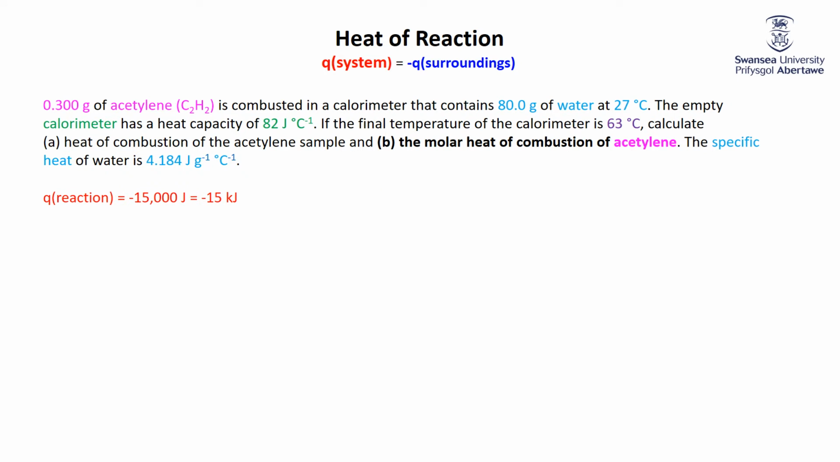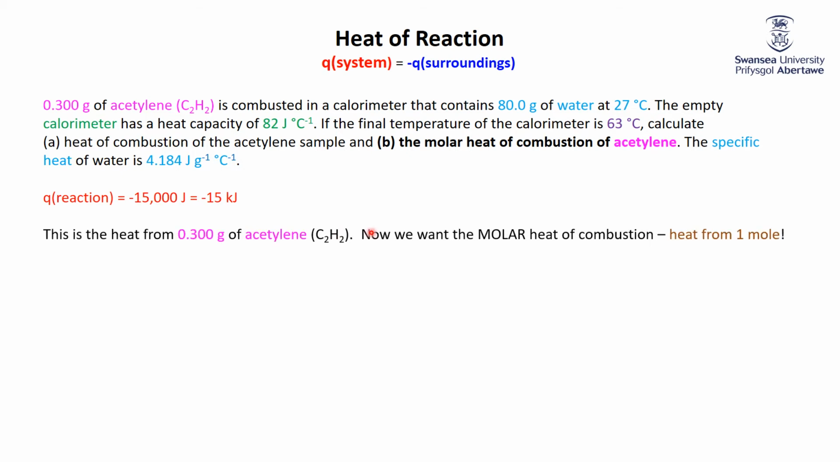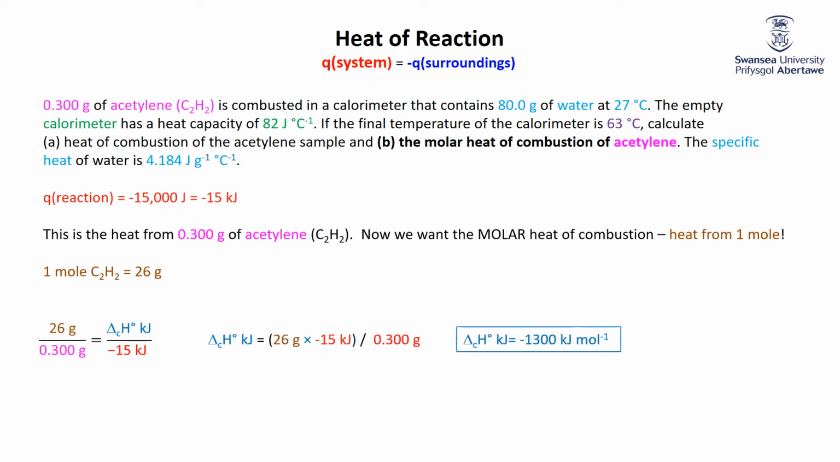So continuing on, the Q of the reaction for that 0.3 grams is minus 15 kilojoules. We want, however, the molar heat of combustion, that's the heat from 1 mole. Well, 1 mole of C2H2 is 26 grams. So we know 0.3 grams gives us minus 15. What's the heat from 26 grams? I believe the best way to do this is a ratio. So 26 grams gives us something we don't know, and 0.3 grams gave us minus 15. Put all that together, and the heat of combustion is minus 1300 kilojoules per mole.